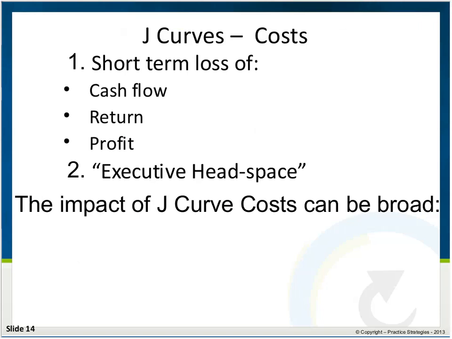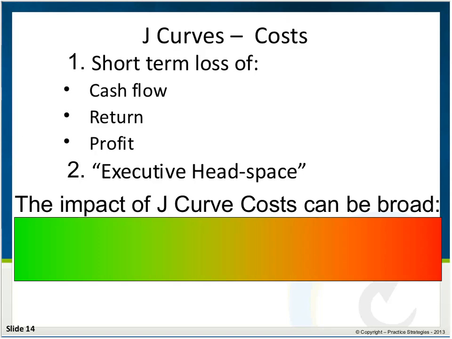Now, let's have a look at the broader impact of J-curve management, because it's not all bad news. If you manage J-curves well, there's significant upside. And the significant upside of good J-curve management is that you will build cash reserves. And that will then provide you with the choices and opportunities to do everything that you can do with stronger cash reserves. Maybe it's invest in other J-curves. Maybe it's acquire competitors. Maybe it's provide more cash distributions to the owners of the business. Whatever it happens to be, all of those are positives for business.